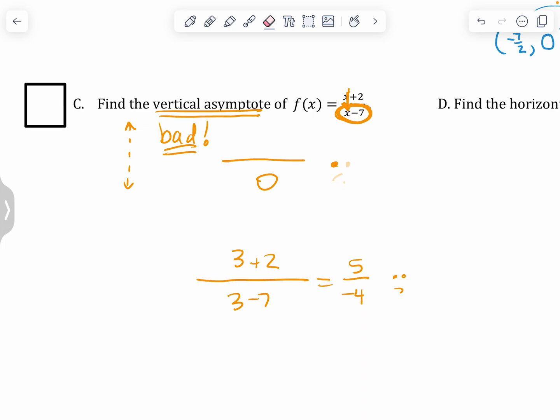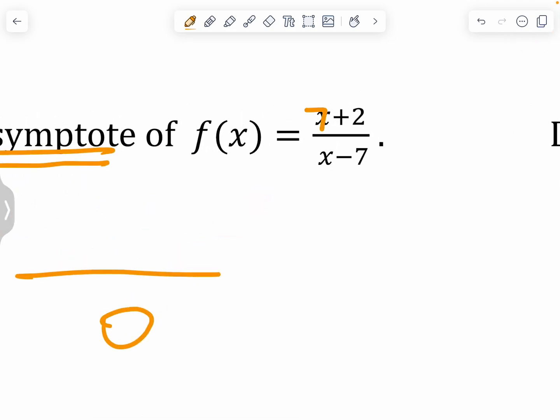So maybe you're like, okay, maybe the answer is 7. If I replace x with 7, something bad will happen. I don't think that's true either. Here's a 7 and here's a 7. Oh, just kidding. Something bad does happen. I wasn't paying attention to the problem.